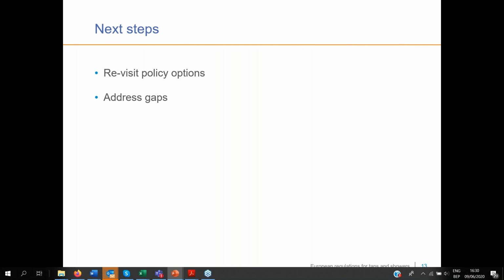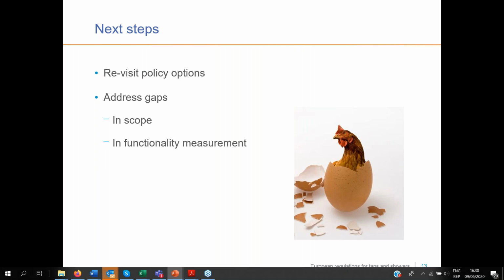And we need to address the gaps that still exist, both in terms of the scope, because not all products are covered by either of the options we have on the table right now. And in terms of functionality measurements, we are in a kind of chicken and egg situation. We cannot have requirements in terms of performance because there is no harmonized measurement method, but the Commission can only require the standardization bodies to propose a harmonized method if they have a regulation to base it upon. So we need to break the circle.